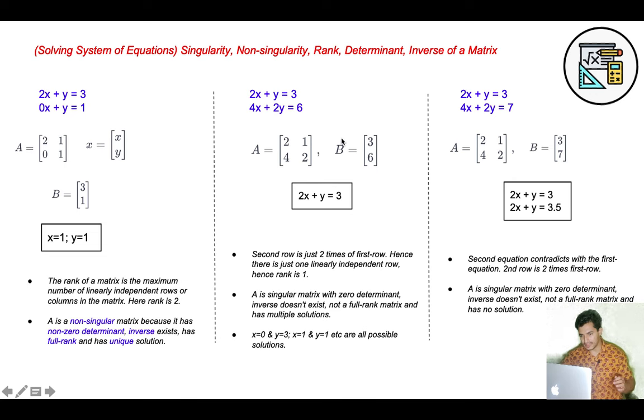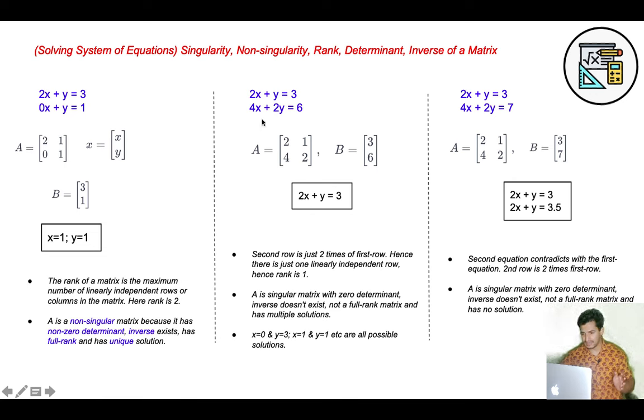In the second case, we have 2x plus y equal to 3, 4x plus 2y equal to 6. If we write matrix A, we can see that the second row is just 2 times the first row, hence A is singular. In the earlier case, A was non-singular because it was a full rank matrix, the determinant exists, the inverse exists, and it had a unique solution. But in this case, it's a singular matrix, that is, the determinant is 0, the inverse doesn't exist, it's not a full rank matrix, and it has multiple solutions.